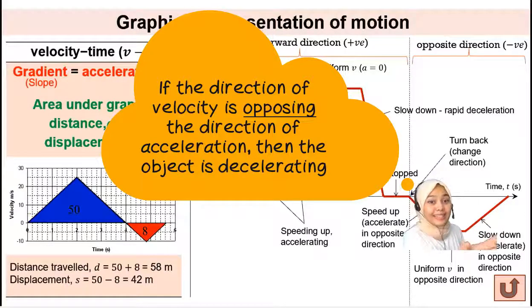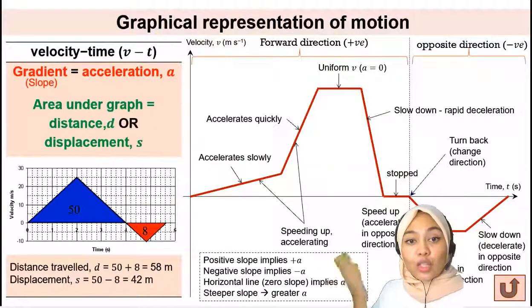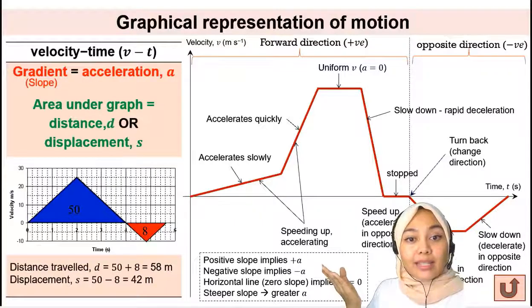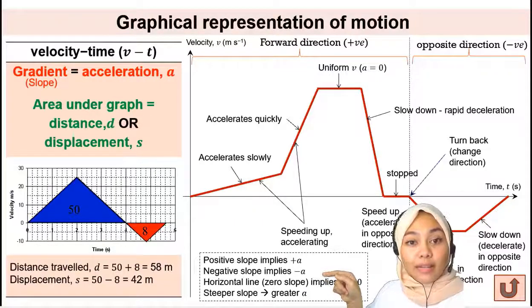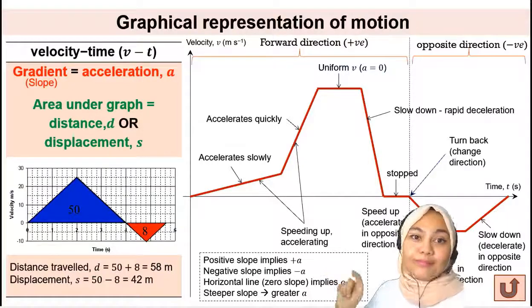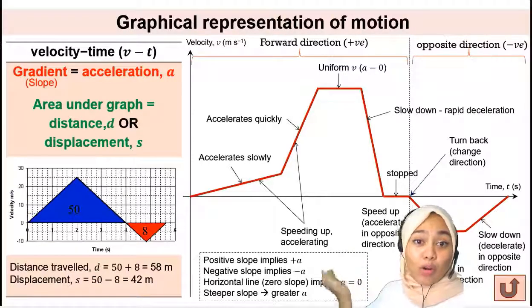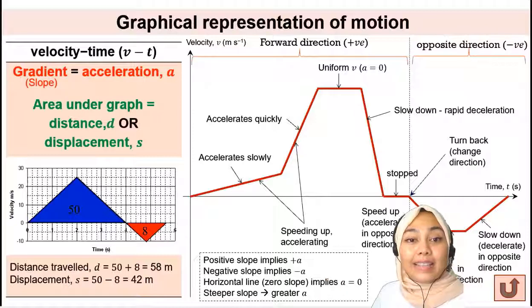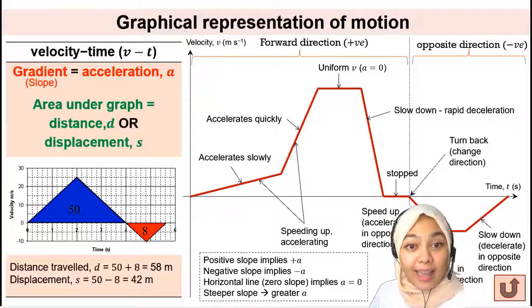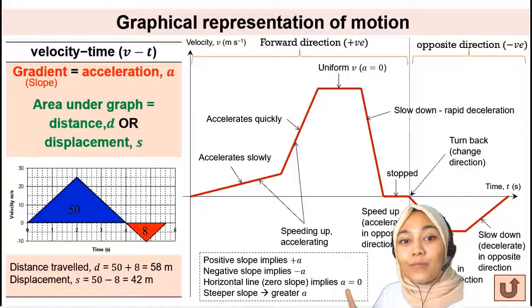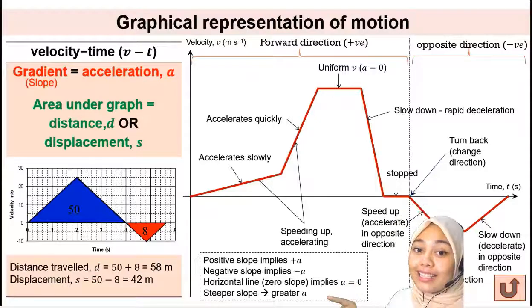Hence, it's decelerating. So remember, if you find a positive slope, it is positive acceleration. If you find that the gradient is negative, it means that the acceleration is also negative. If the gradient is flat or a horizontal line, it indicates that the velocity is constant, hence the acceleration is zero. And lastly, the steeper the slope, the greater the acceleration.